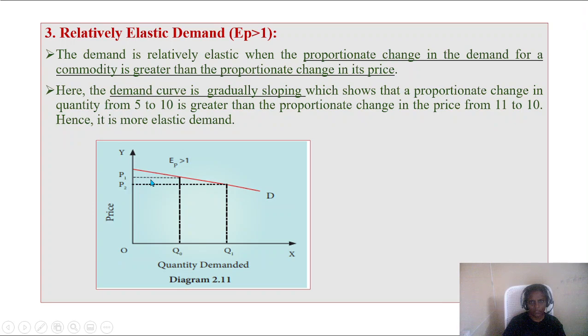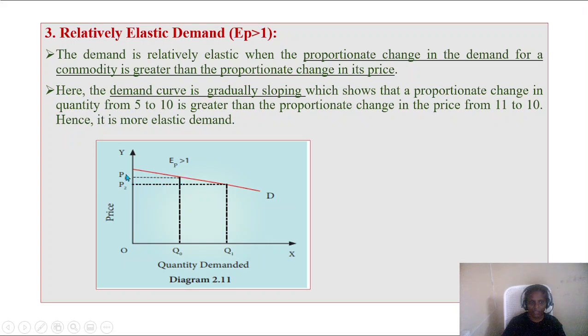Whenever there is a proportionate change in the price level of a commodity, there will be a greater proportionate change in the quantity demanded, and vice versa. Here we take the quantity demanded on the x-axis and the price on the y-axis. 0P1 is the price level of a commodity. When the price level is 0 to P1, the quantity will be from 0 to Q1. When you join both the P1 and Q1 points, you get the edge point here.